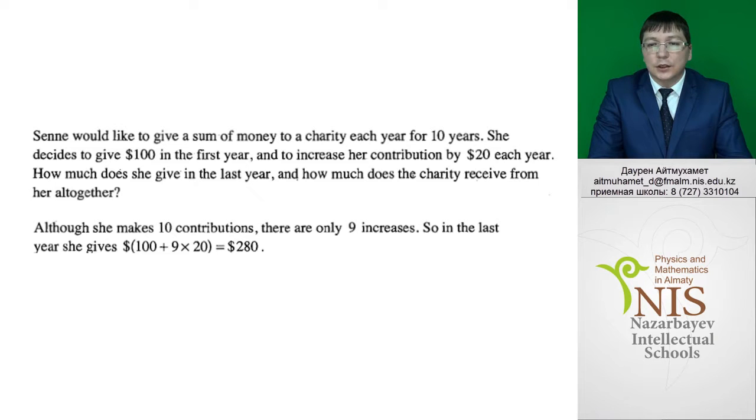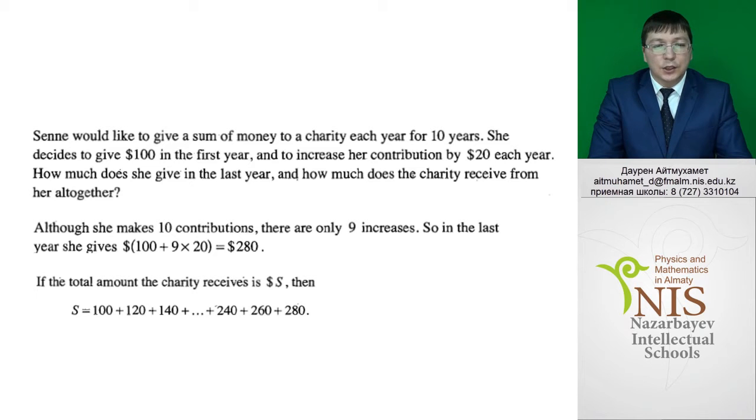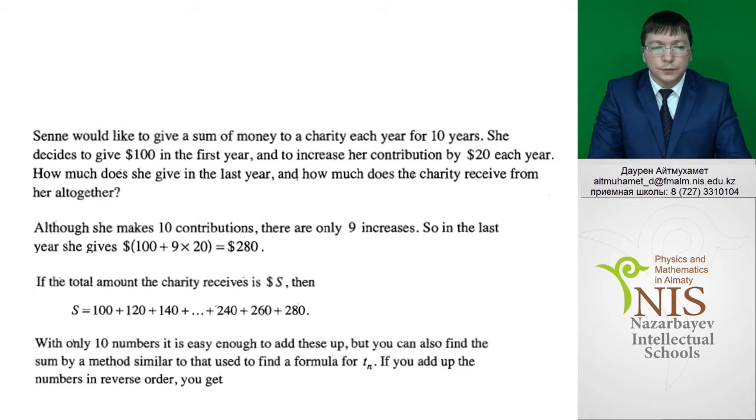Now, to answer the second question, how much does the charity receive from her altogether? We can just write the sum. The total amount the charity receives in dollars is S, then S is equal to 100 plus 120 plus 140 and so on, up to $280. How can we find the sum? With only 10 numbers, it is easy enough to add this up.